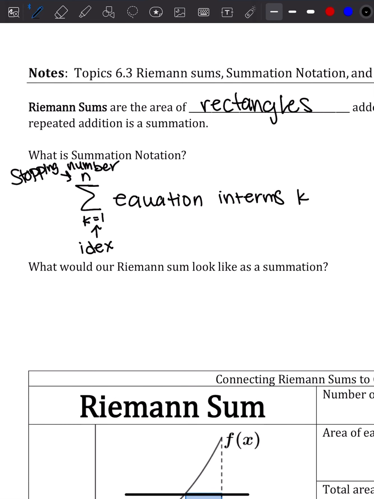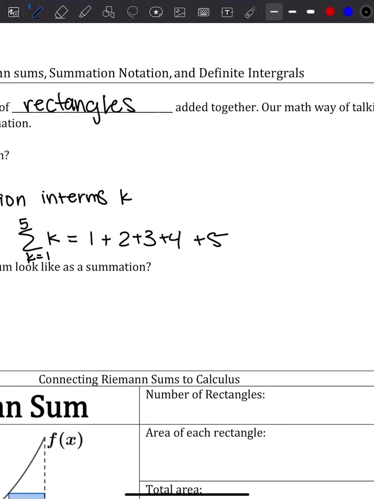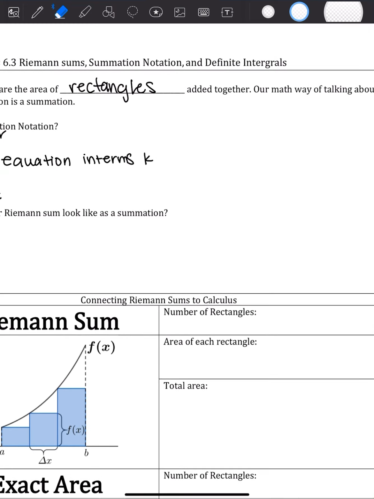So when we talk about summation notation, what we're looking at is something like this, where we can take that value k and we say, oh, k is 1. Now we're going to add it to when k is 2, when k is 3, when k is 4, and then finally when k is 5. So we're going to plug that value for k in, and then we're going to add it to when we plug in the next value and the next value. And that's what a summation does, which is why we talk about it as repeated addition.